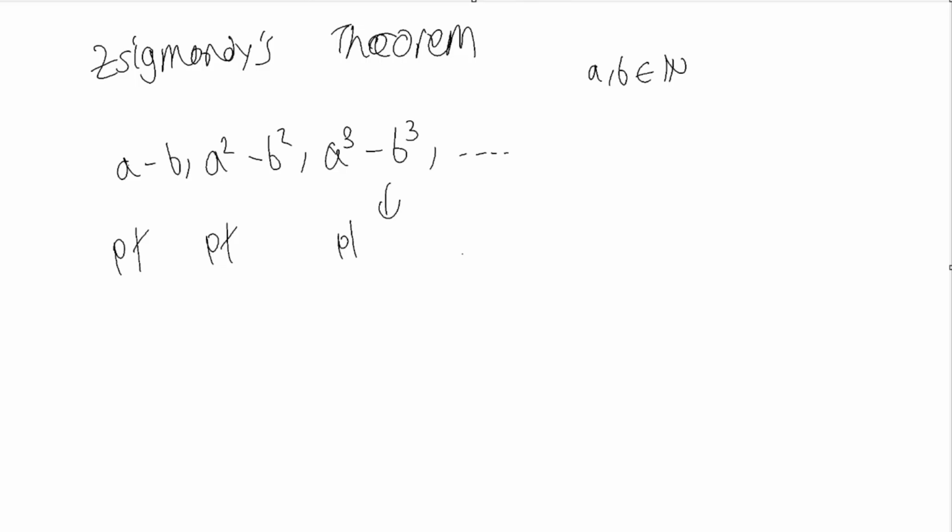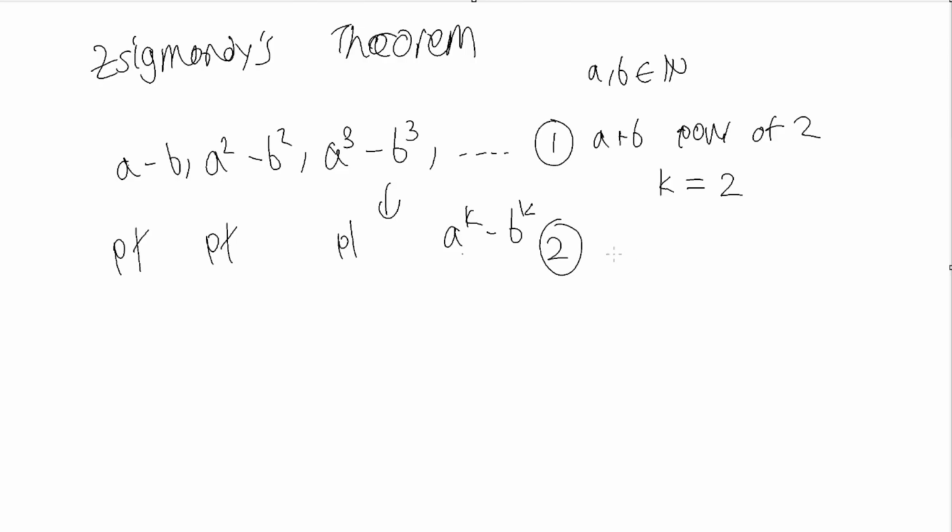So we're always going to be adding a new prime every single time. That's what Zsigmondy's theorem says. Well, except for two very, very special cases. The first is a case where a plus b is a power of 2 and the power k is equal to 2. So we're looking at a to the k minus b to the k. And the second case where this doesn't hold is where a equals 2, b equals 1, and k equals 6.